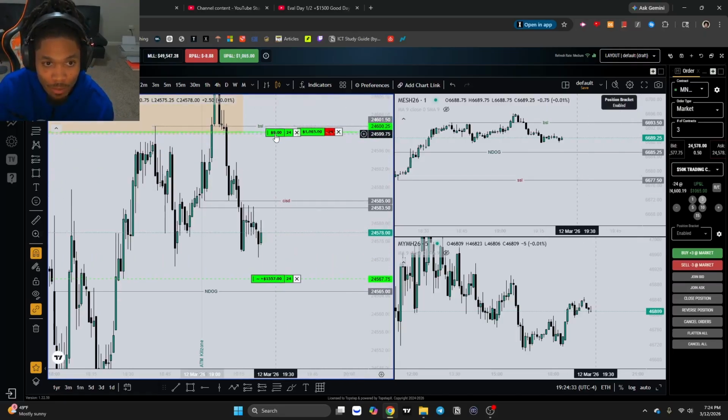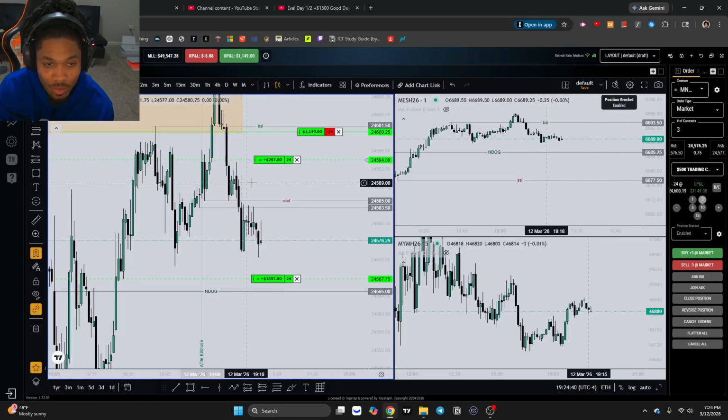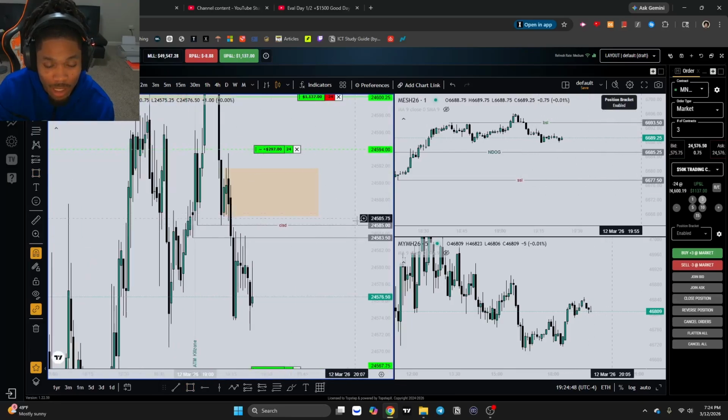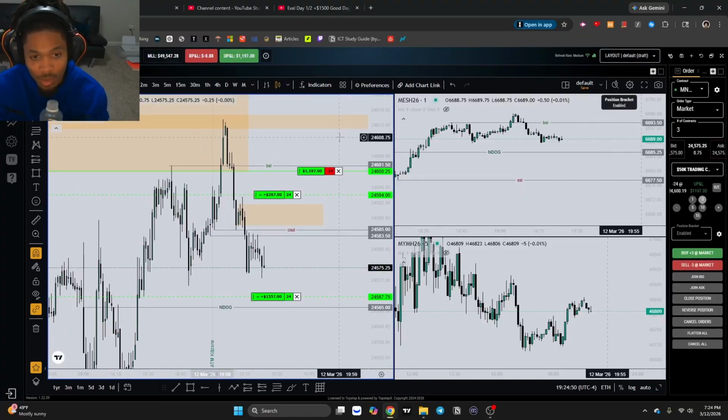So what I'm gonna do is I'm gonna trail kind of behind this order block. In my eyes, I see this as an order block. It may or may not be, but I want to trail behind that. Because why not?